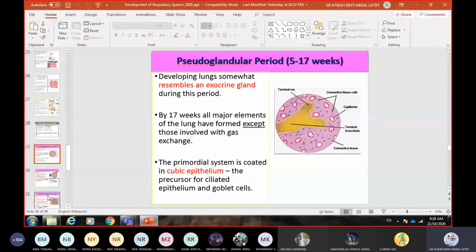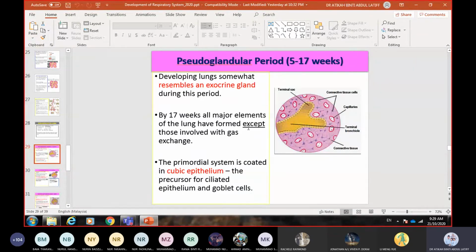So the first stage is the pseudoglandular period, between 15 to 17 weeks of fetal life. It's called pseudoglandular because it resembles an exocrine gland. Just resembles, it doesn't function like an exocrine gland. The main feature is there is cubic epithelium, which is a precursor for the ciliated epithelium and goblet cells in the future.